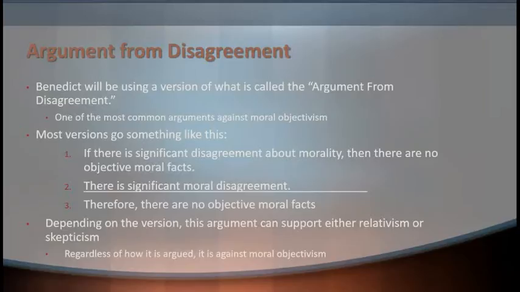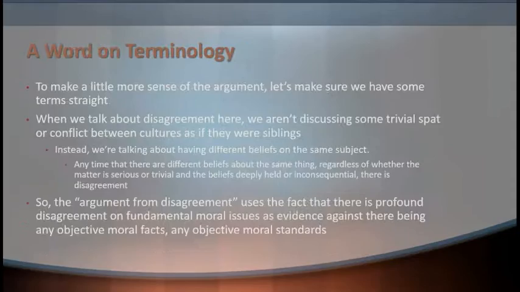Depending on the version of this argument, it can support either relativism or skepticism, depending on how intense you want to be about it. You could take the idea of there being no consensus about moral facts to a much stronger standpoint, and say that there are no moral facts at all. Or you can do a slightly more restrained version and say, yes, there are some moral facts. They're just not objective moral facts. They're relative to cultures or relative to what individuals believe. But regardless of how it's argued, it's aimed as an argument against moral objectivism, that is, against the idea that there are objective moral standards.